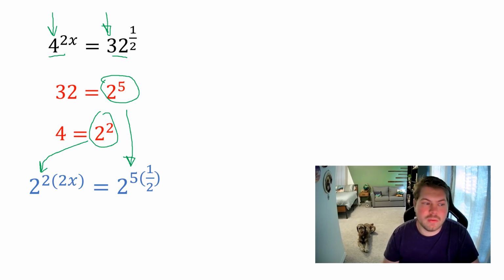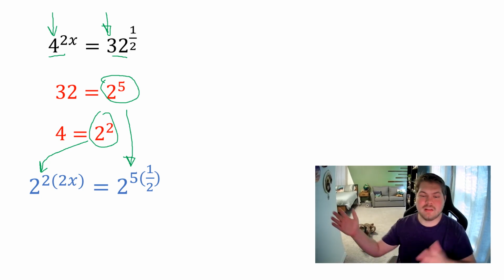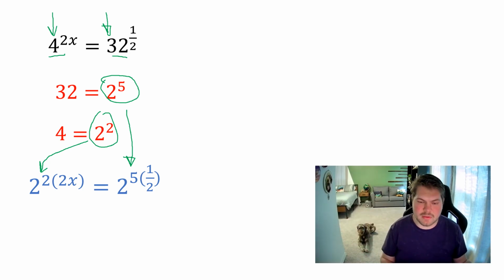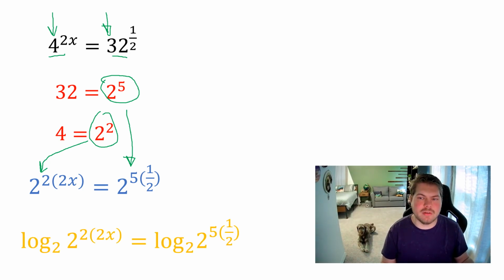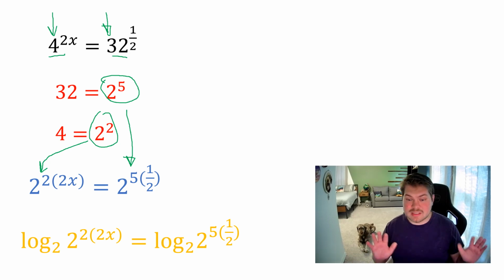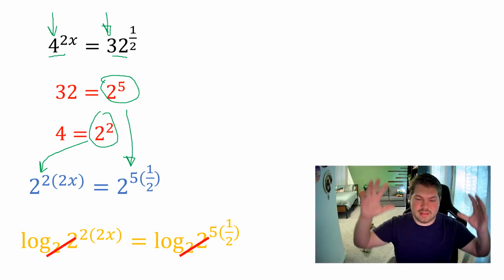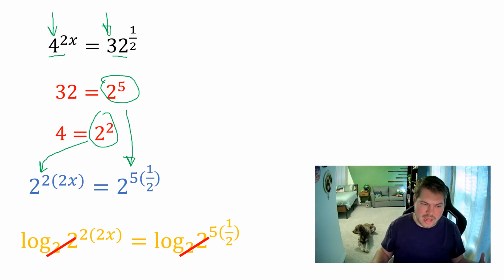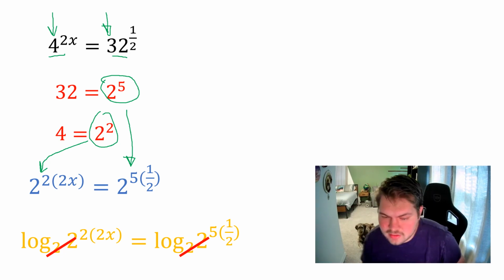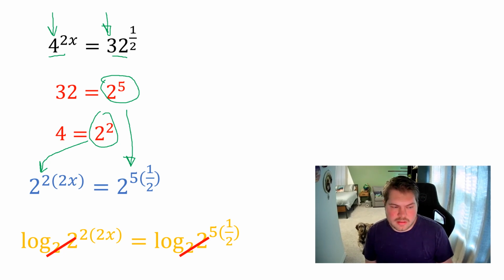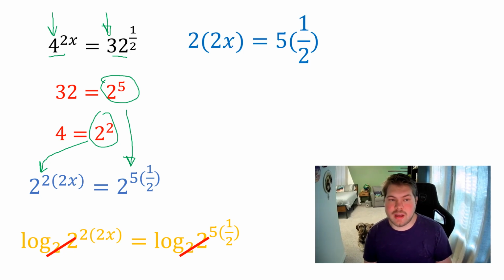And now you can either think of, okay, they're both 2, so the only thing that's changing is the exponent. Or like I said, you can think about, you take the log with the same base on both sides to help bring those exponents down. I don't love saying they cancel out, really. They just bring the exponents down. Or you can think about the property where they bring it to the front. And all we're left with is 2 times 2x equals 5 times 1/2.